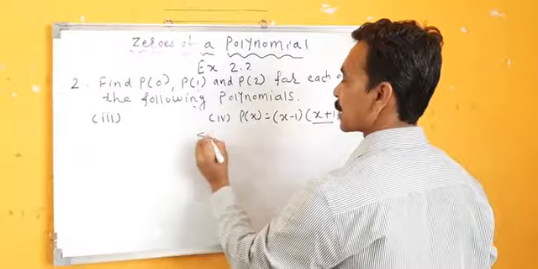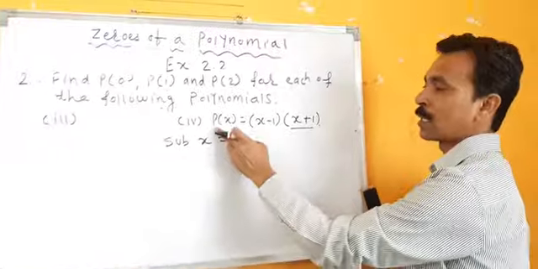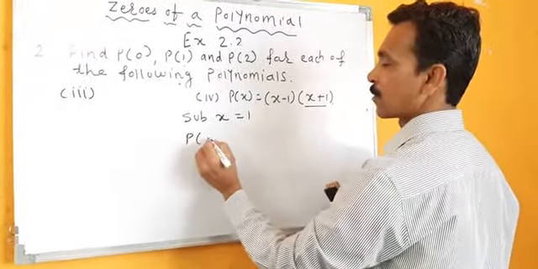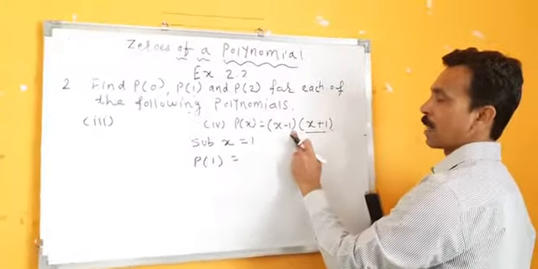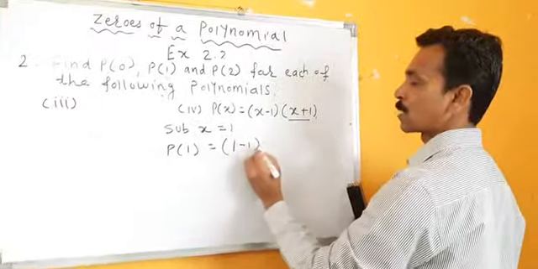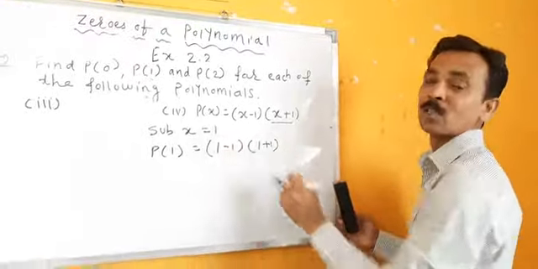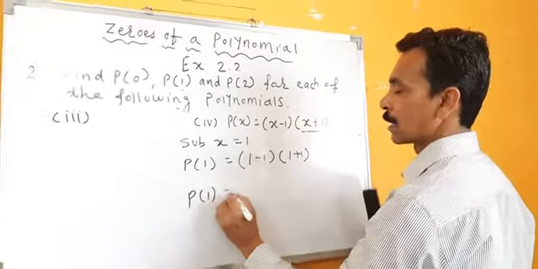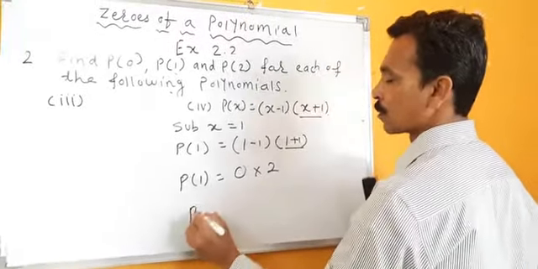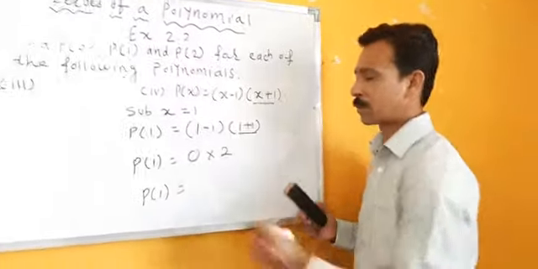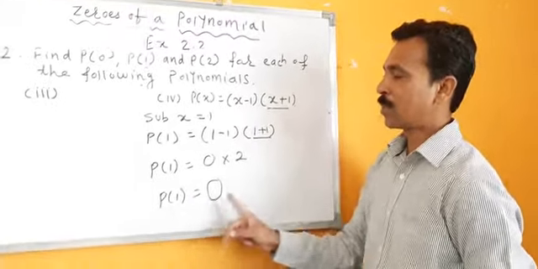I will write here, substitute x is equal to 1. Where do we have to substitute x is equal to 1? In this polynomial P of 1. P of x means P of 1 is equal to x minus 1, which means 1 minus 1, into x plus 1, which means 1 plus 1, because the value of x is 1 here. P of 1 is equal to 1 minus 1 is 0, into 1 plus 1 is 2. What is 0 into 2? 0. Don't write 2. So this is the value of P of 1.